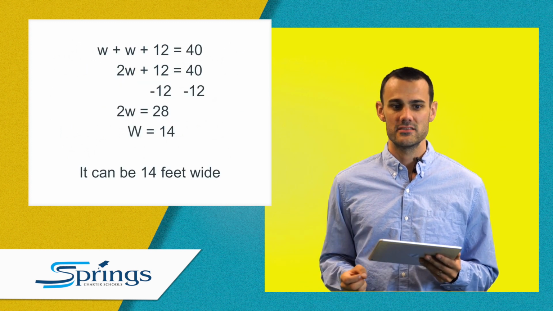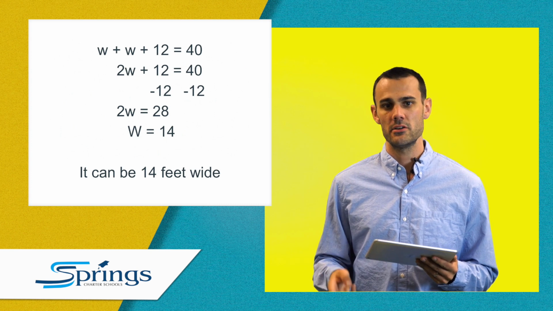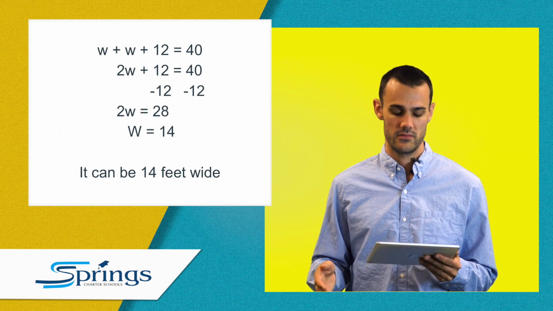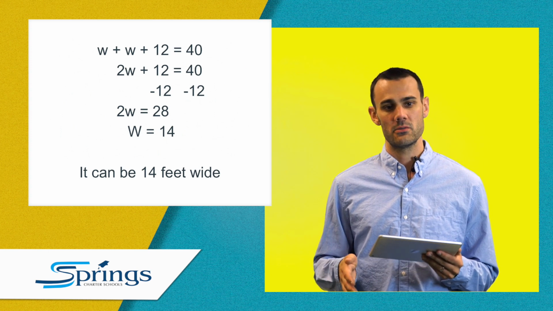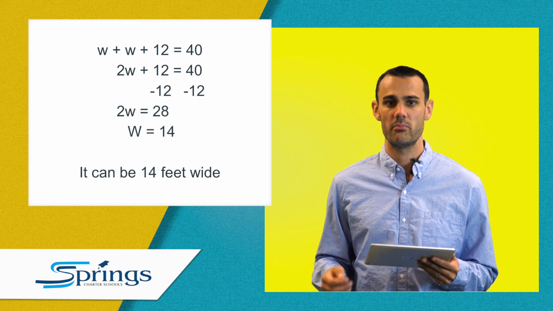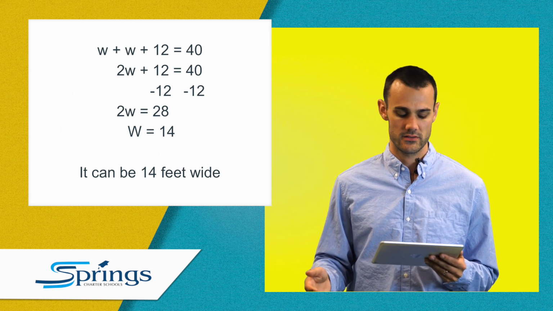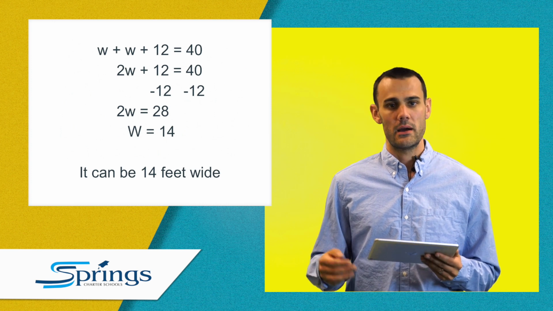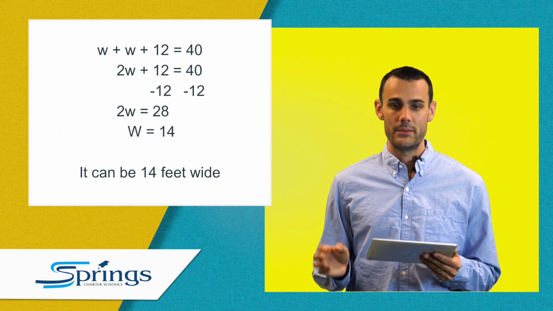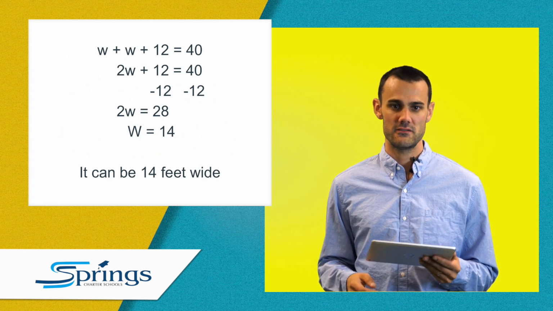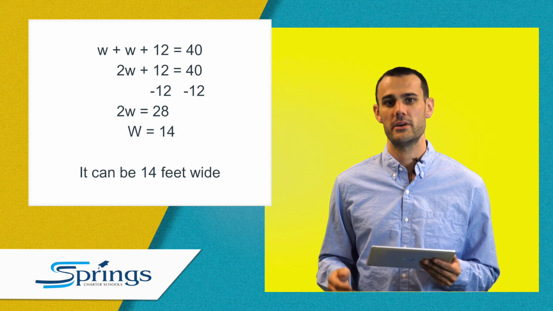Again, we need to collect those like terms. I have w plus w makes 2 w's, so I have 2w plus 12 equals 40. And you've got to get all those variables on one side and all those constants or numbers on the other, so I subtract 12 from both sides to keep our equation balanced, which results in 2w equals 28. Now we divide both sides by 2, and we get w equals 14. This means that that pen can be up to 14 feet wide based on the amount of fencing you had to start.